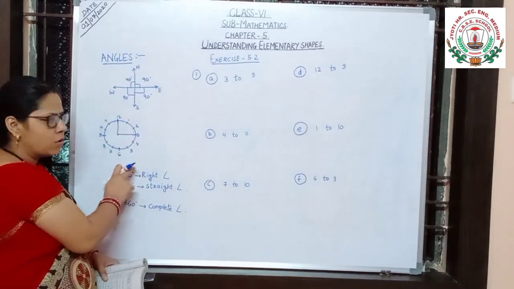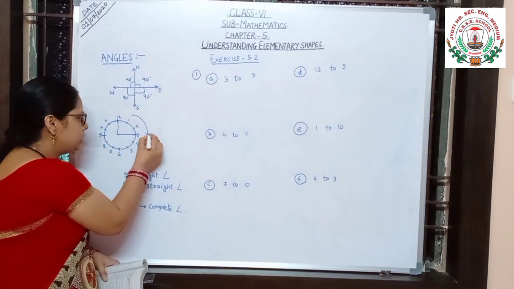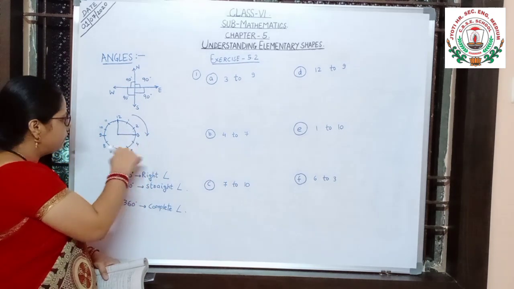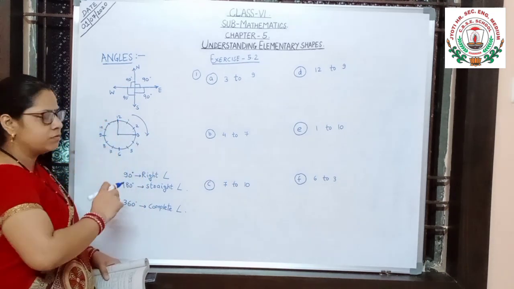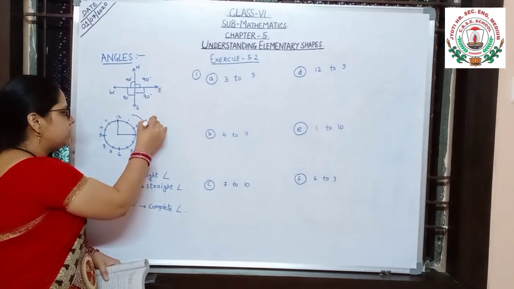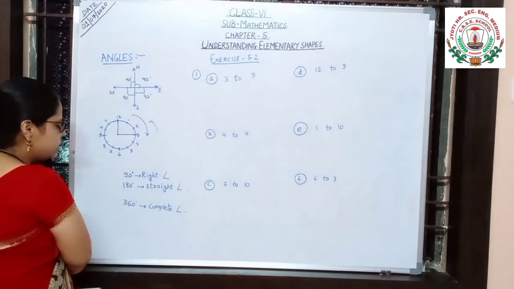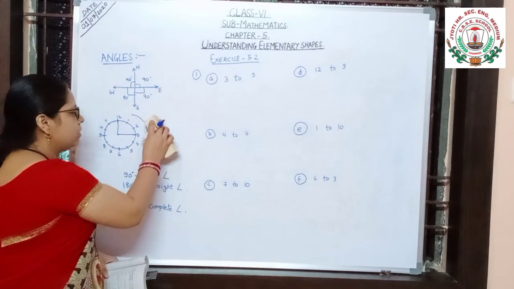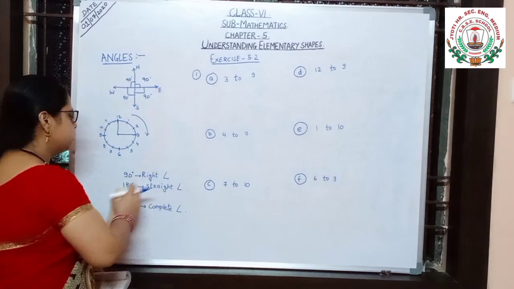This is called clockwise. And the reverse order will be anti-clockwise. If it goes like this, it will be anti-clockwise. So a clock never goes anti-clockwise. It will always go clockwise only.